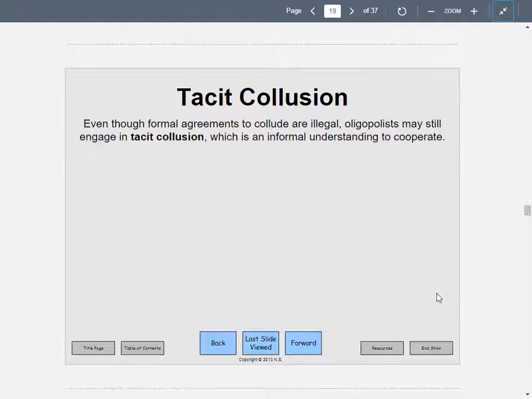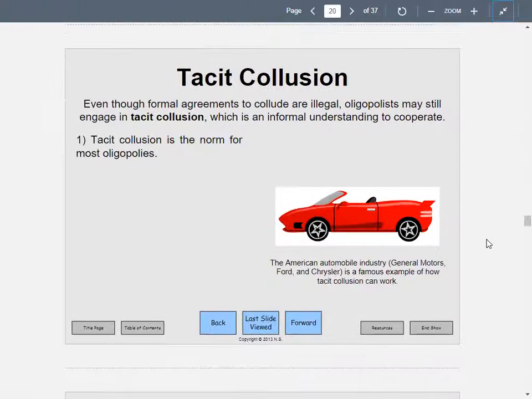Tacit collusion. Even though formal agreements to collude, which is to cooperate, are illegal, oligopolists may still engage in tacit collusion, which is an informal understanding to cooperate. So that means there's nothing written down, but they had a meeting and they all said they were going to do this. Tacit collusion is the norm for most oligopolies. The American automobile industry, General Motors, Ford, and Chrysler, is a famous example of how tacit collusion can work.